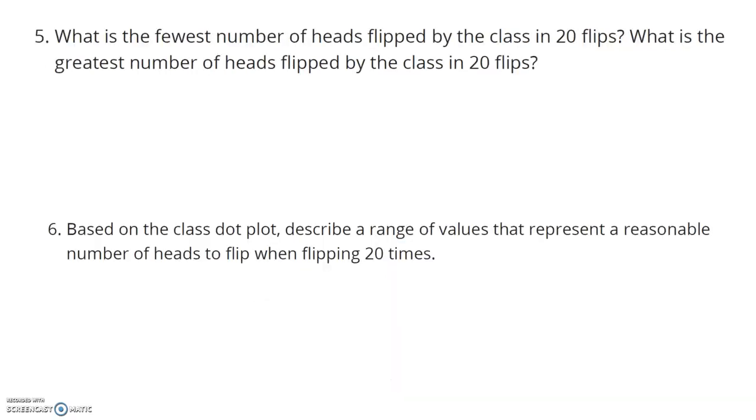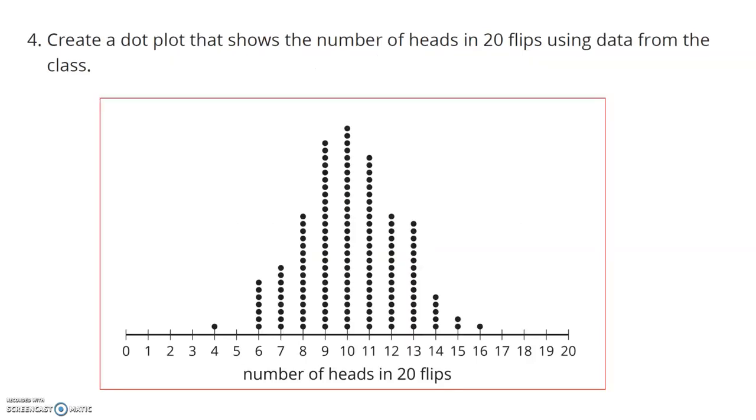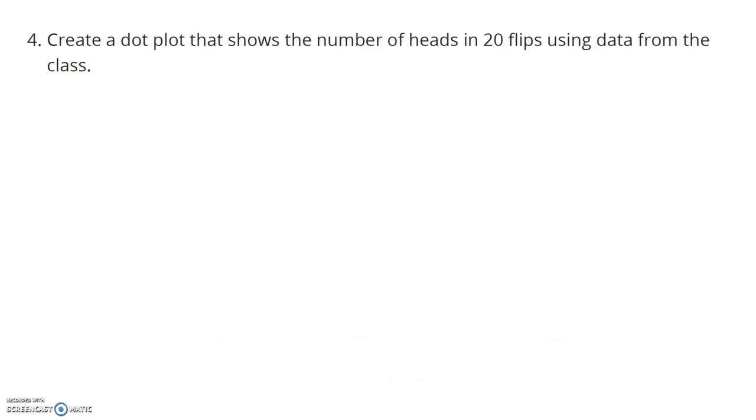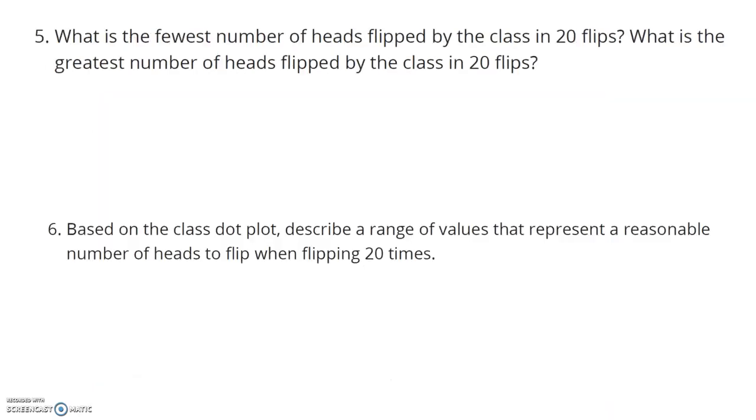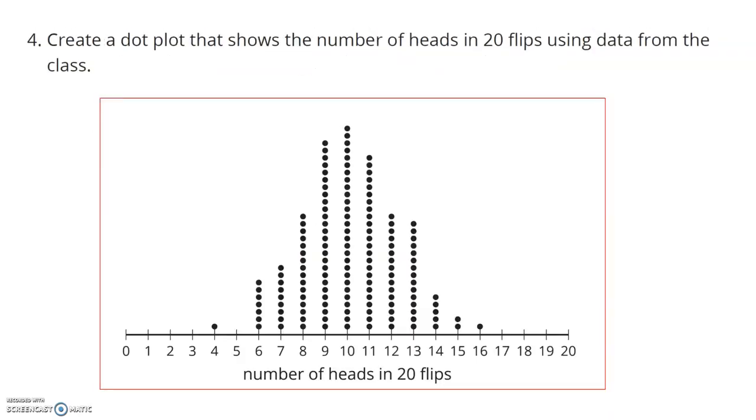So what is the fewest number of heads flipped by the class in 20 flips? What is the greatest number of heads flipped by the class in 20 flips? So you can see here what they're asking you. So the least amount, it says here, let's go back, fewest of the numbers, it will be 4, right?